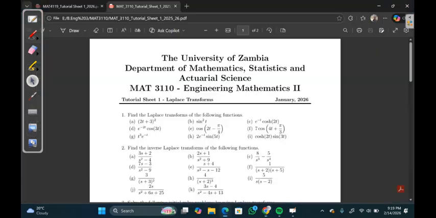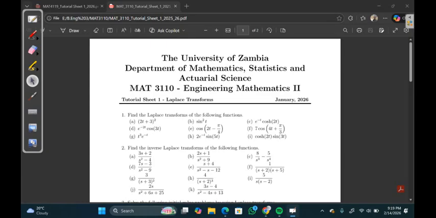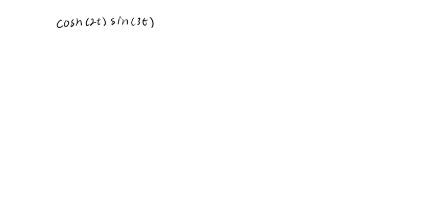So I is hyperbolic cosine of 2t multiplied by sine 3t. Hope I'm right.